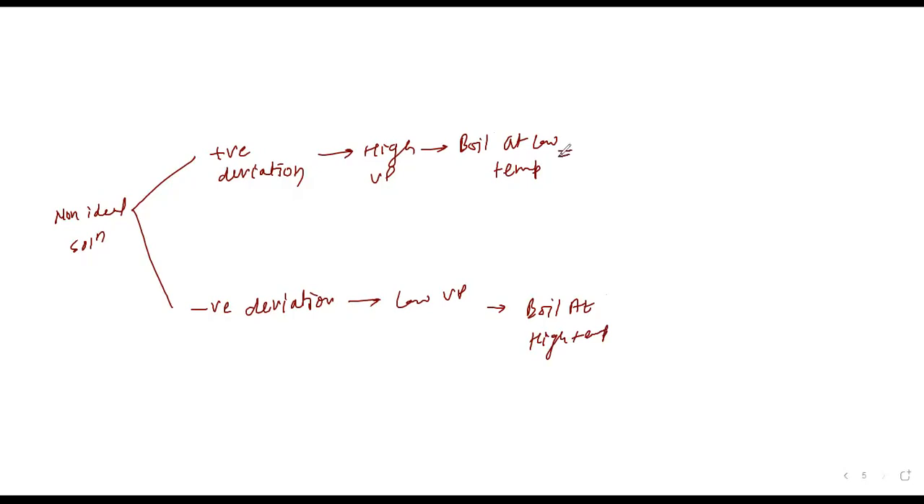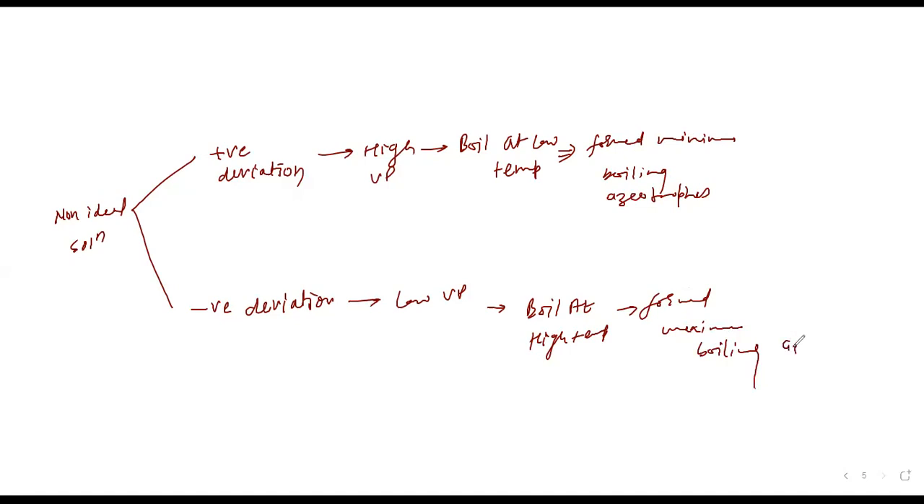Now, if it is boiling at low temperature, what is formed? A minimum boiling azeotrope. And if it boils at high temperature, a maximum boiling azeotrope is formed. Now read again here: positive deviation, high vapor pressure, boils at low temperature.